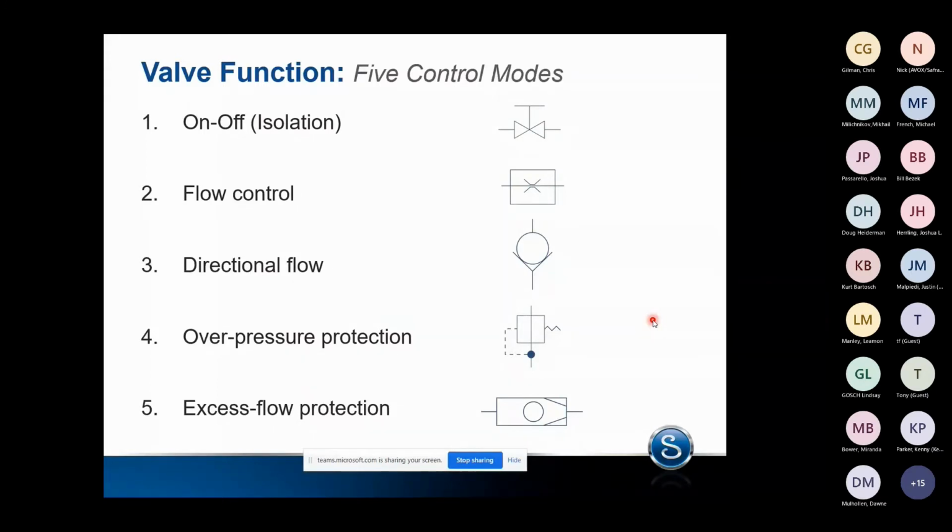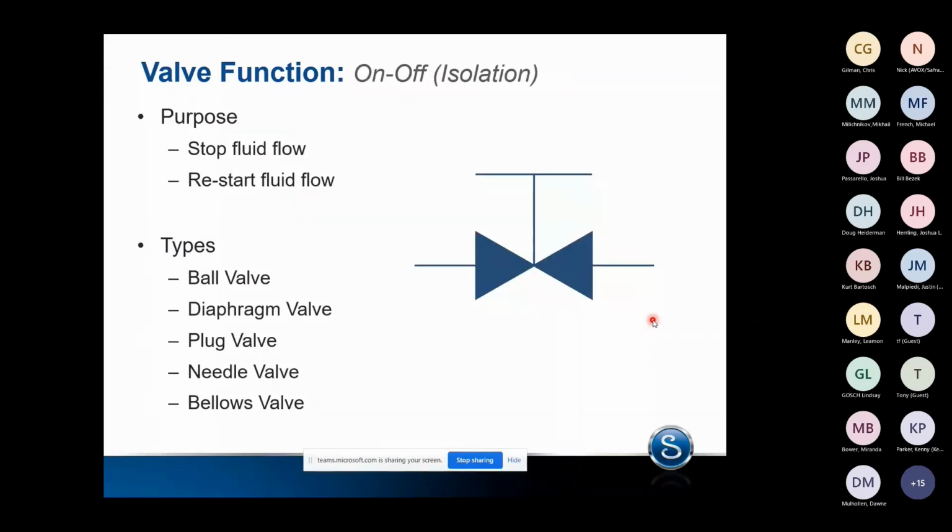To review what each of these different functions do, we'll start with our on-off, our isolation valve. The purpose of an isolation valve is really two purposes. You're going to stop fluid flow or you're going to restart fluid flow. That's it. There is no in between. There is no throttling. This is purely an on-off valve.